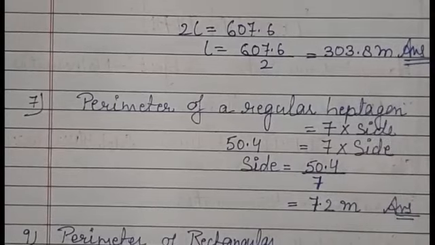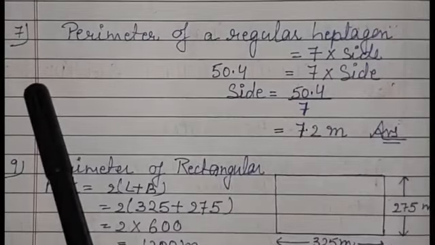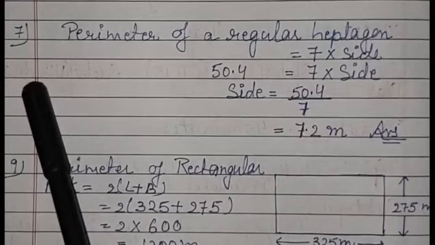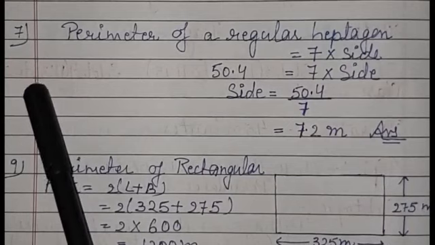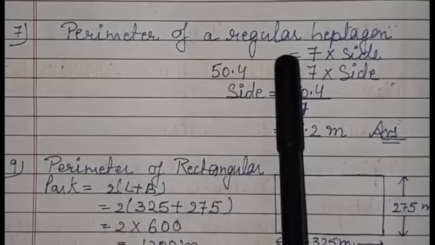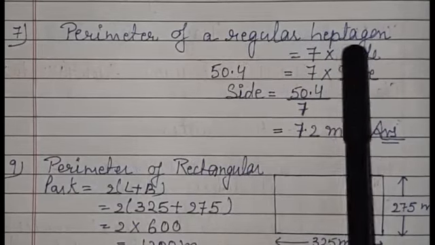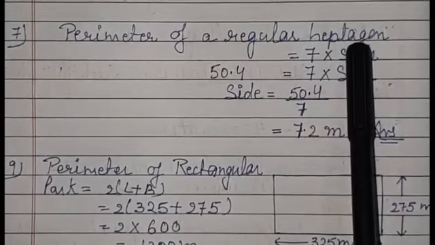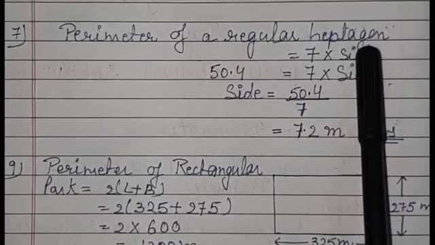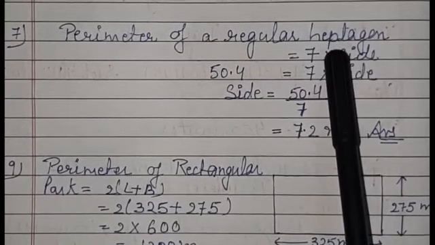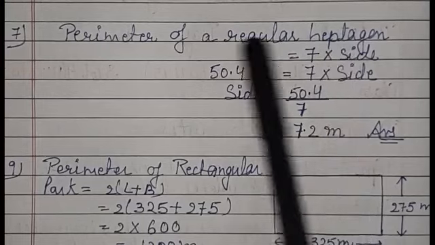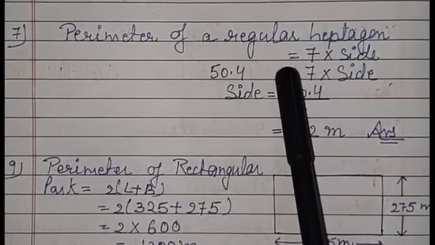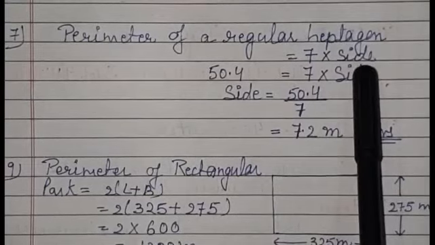Now length is equal to 607.6 upon 2, 303.8 meters. Now come to seventh numerical, that is if perimeter of regular heptagon is 50.4 meter, find each side of the heptagon. The word regular heptagon means all sides are equal and heptagon means that polygon is of 7-sided figure. Heptagon means 7-sided polygon, right? So perimeter of regular heptagon is equal to 7 into side.